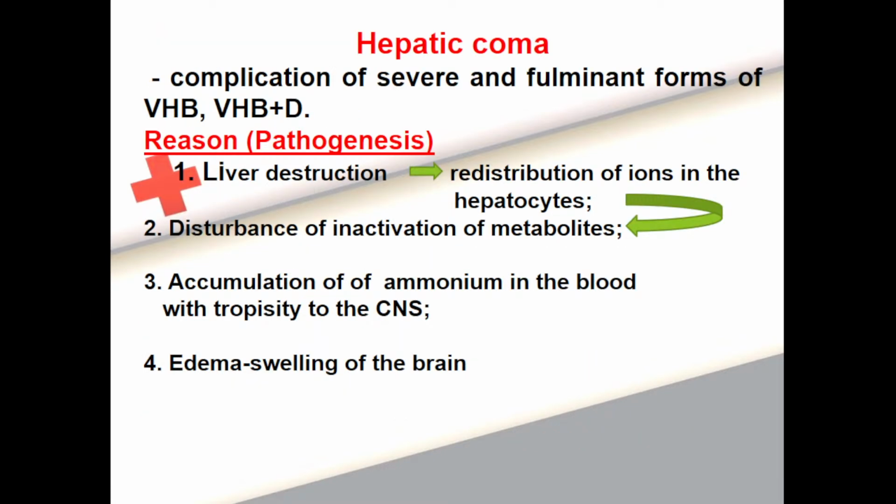Hepatic coma. It's what may happen during acute hepatitis. Plus, it's what fulminant hepatitis results in rather often. It is a complication of the severe and fulminant form of hepatitis B or hepatitis B plus D. Reason, pathogenesis: liver destruction leads to redistribution of ions in the hepatocytes, disturbance of inactivation of metabolites, accumulation of ammonium in the blood with tropism to the CNS, edema, swelling of the brain.